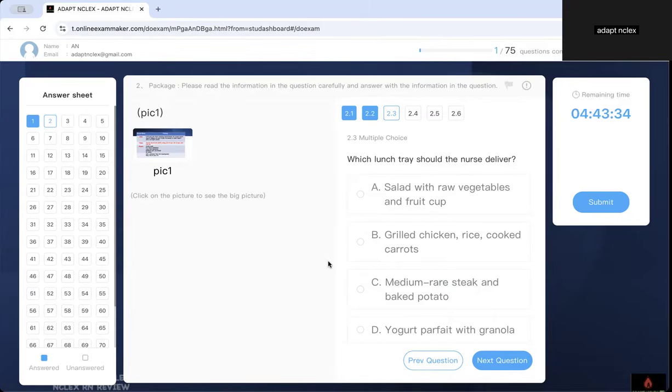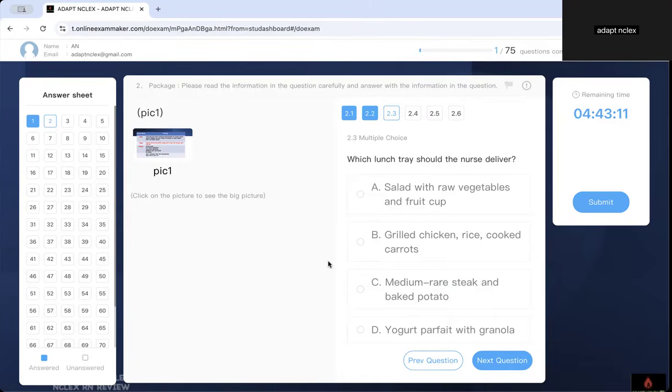Gray chicken, rice, cooked carrot. That is the concept. When I say concept about topics, this is it. You're taking neutropenic precaution and bringing it to this question. Medium rare steak and baked potato, yogurt parfait with granola. What do you think we should give to this patient? What is the concept to answer the question?